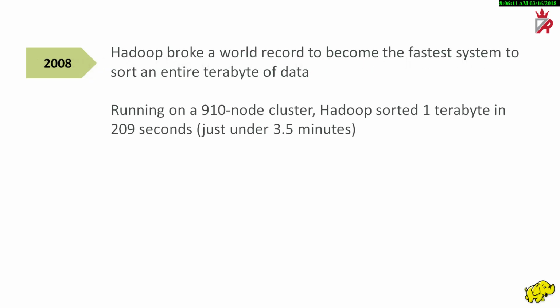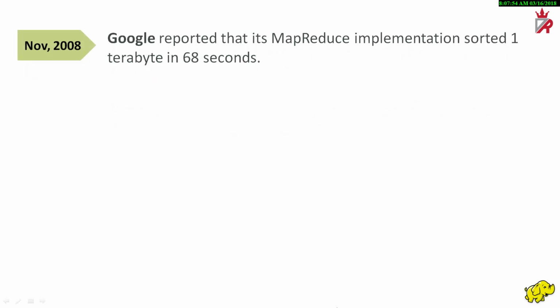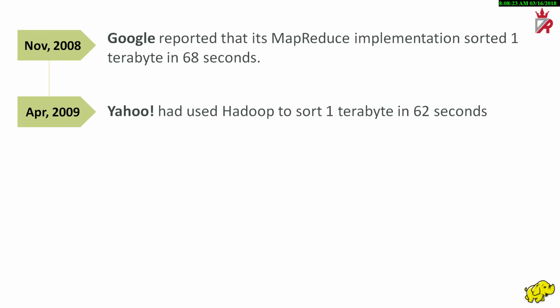In April 2008, Hadoop broke a world record to become the fastest system to sort an entire terabyte of data. Running on a 910 node cluster, Hadoop sorted 1 terabyte in 209 seconds, just under 3.5 minutes. In November of the same year, Google reported that its MapReduce implementation sorted 1 terabyte in 68 seconds. Then in 2009, it was announced that a team at Yahoo had used Hadoop to sort 1 terabyte in 62 seconds. The trend since then has been to sort even larger volumes of data at even faster rates.